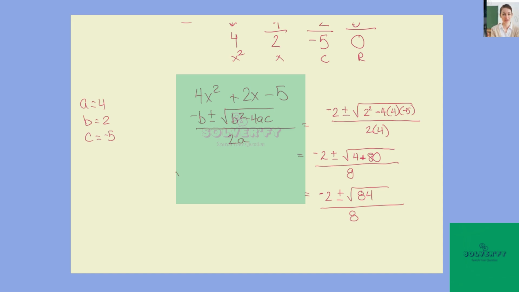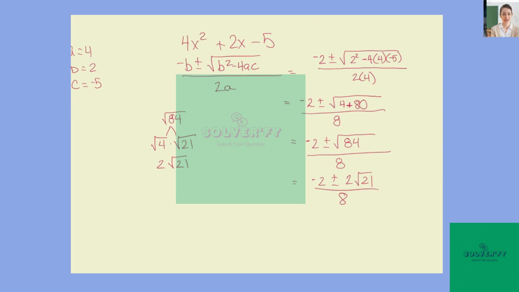So square root of 84, I know is the square root of 4 times the square root of 21. So that can be 2 root 21. So -2 plus or minus 2 root 21 all over 8. And I have one more step. I can divide all the outside numbers by 2. So negative 1 plus or minus 1 square root 21 all over 4.